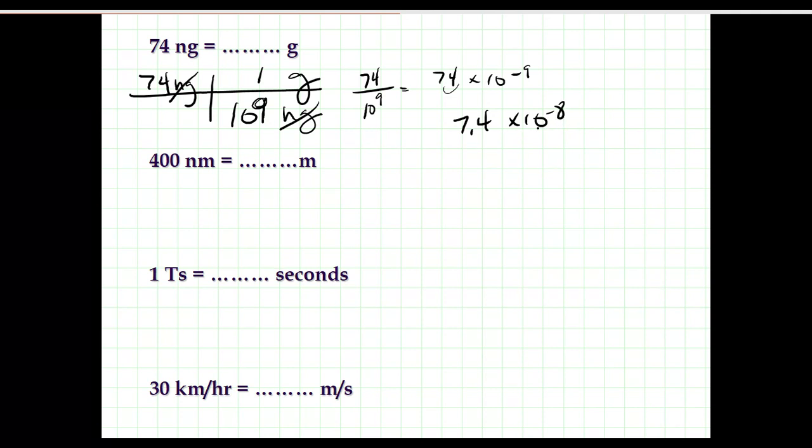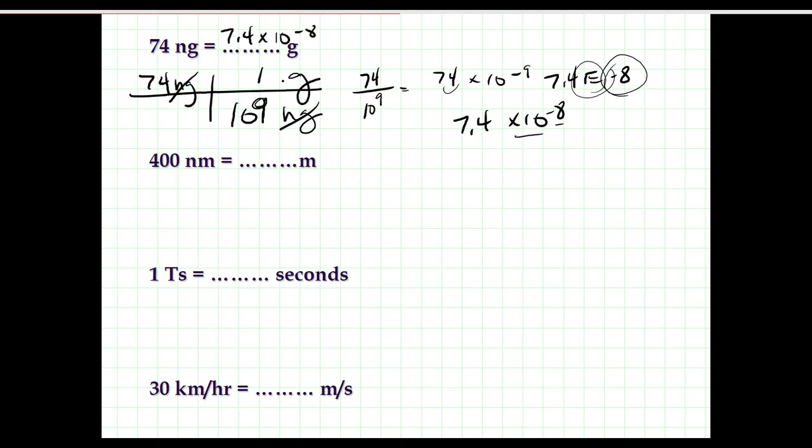If I'm not sure of that, I just put it in my calculator. 74 divided by 10 to the 9 is going to give us 7.4. Actually, what our calculator tells us is 7.4e minus 8. What does that mean? E means times 10 to the exponent of minus 8. 74 nanograms is equal to 7.4 times 10 to the minus 8 grams.